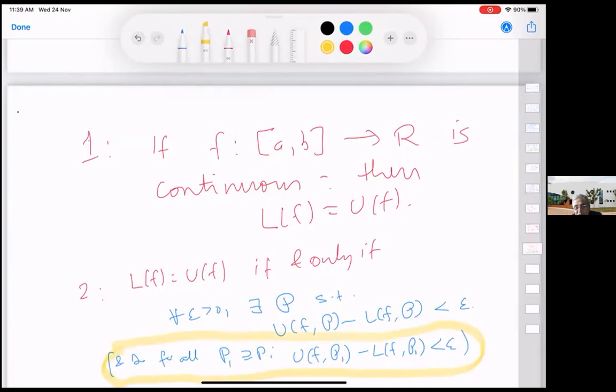Normally in our limits with functions and so on, we have to say such that for all n bigger than or equal to n naught, or for all x between epsilon, delta, etc. But here, because there is already a kind of monotonicity built in, as soon as you produce one P, it follows that for any refinements also it continues to be close.